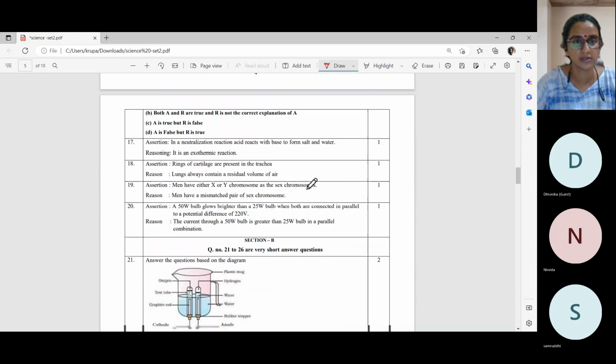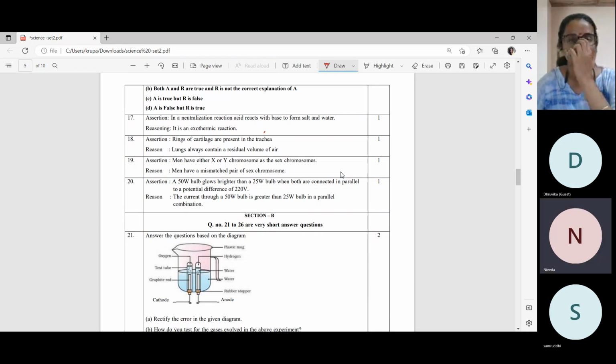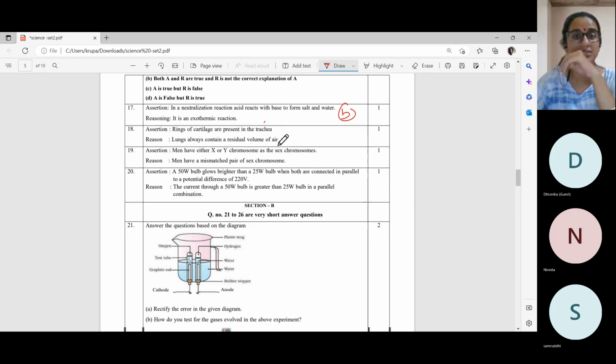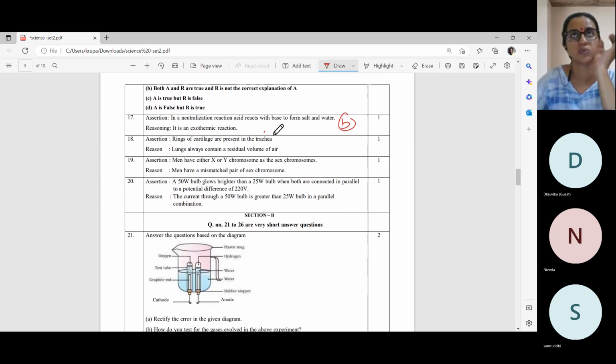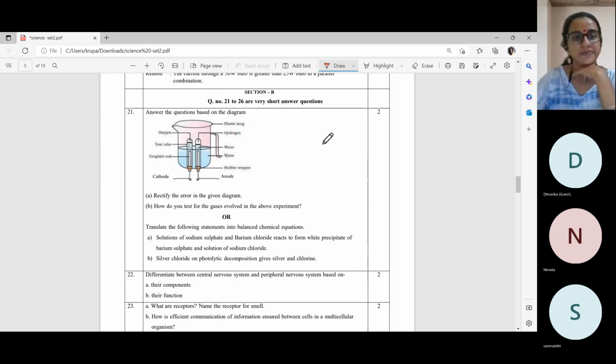There was one here, right? There's an assertion reasoning. Any answer for the assertion reasoning? Is it B? It would be B, because both of them are right. But just because the reaction is exothermic, it doesn't necessarily have to mean that it's going to be a neutralization reaction. Just because the reaction is exothermic doesn't mean that it is neutralization occurring. Exothermic would be an effect of what happens because of neutralization.